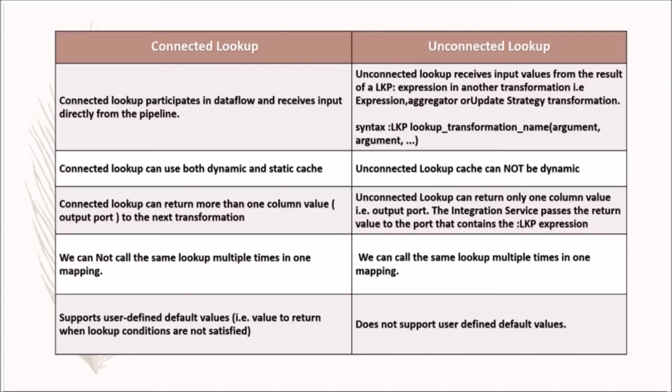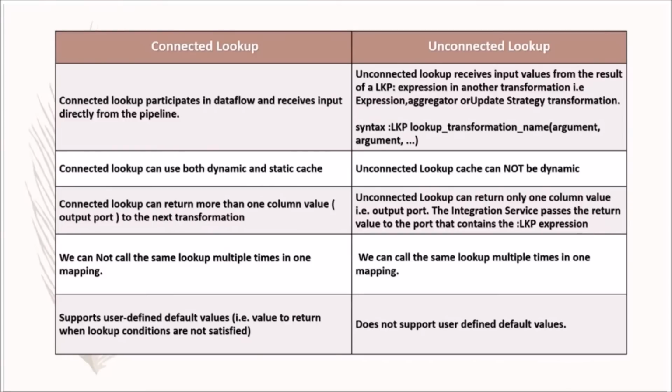Let's come to the second point. A connected lookup can use both dynamic and static caching. When it comes to the unconnected lookup, the cache cannot be dynamic. You may get a doubt about what dynamic and static cache are. I will explain in the next session. Let's come to the third point. A connected lookup can return more than one column value as an output to the next transformation. But an unconnected lookup can return only one column as an output.